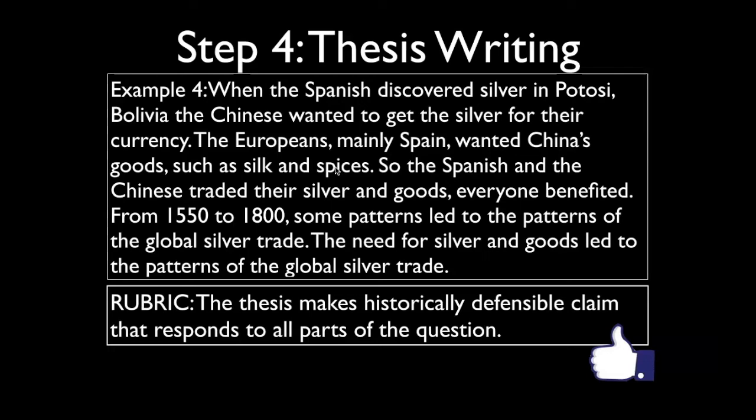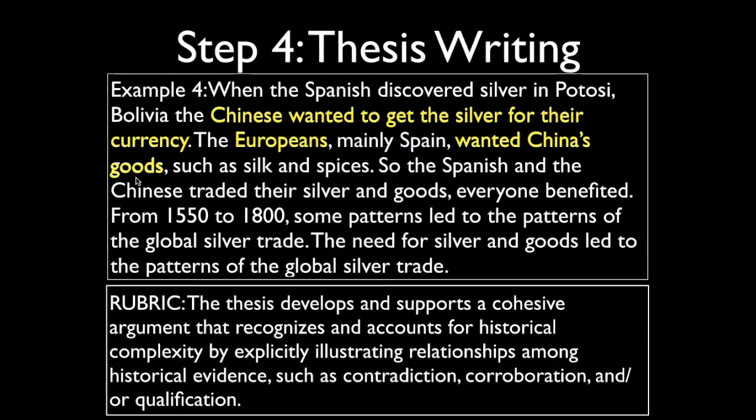And this is a great example of how you have to filter sometimes through some of the crap to find the gold. Here, where is the gold located? Well, it's potentially located in the beginning of the response. The Chinese wanted to get silver for their currency. That is a historically defensible claim. That works. And then the Europeans, mainly the Spanish, wanted China's goods, that there was demand on the Europeans' part for Chinese goods. That also is a potential change and or continuity when it comes to the silver trade.